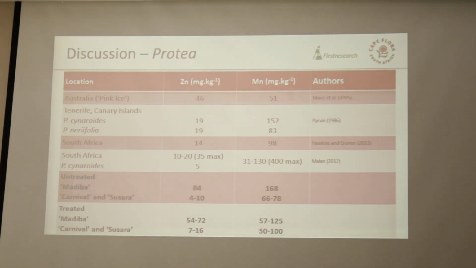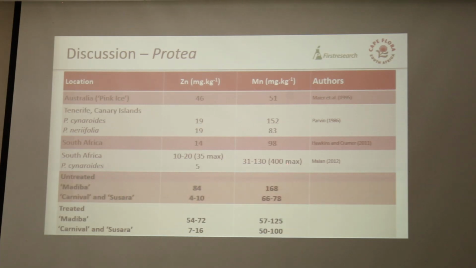There's a Cineroides in the Canaries that was quite high. That's more comparable to what we see. And then there's also Malande. It went up to a 400 max, so that was quite high. It would be interesting to know where that sample came from.